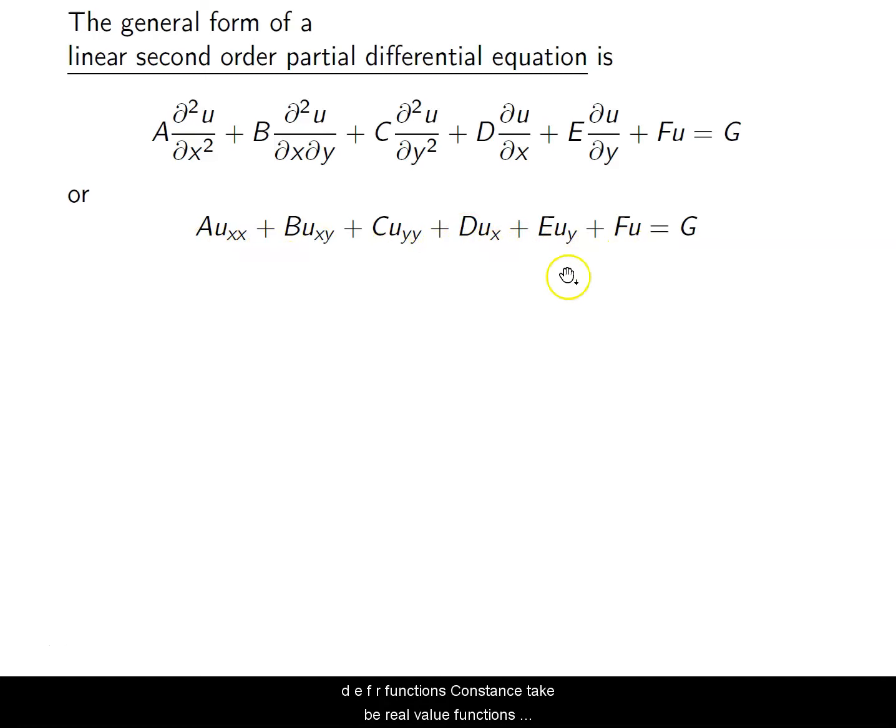So these a, b, c, d, e, f are functions. Okay, they could be constants, they could be real valued functions with variables of x and y, so they can be multivariable functions. And then g is our forcing function, right? Also a multivariable function. When a, b, c, d, e, and f are constants, solving these are not super difficult. When they're functions, it's extremely more difficult.